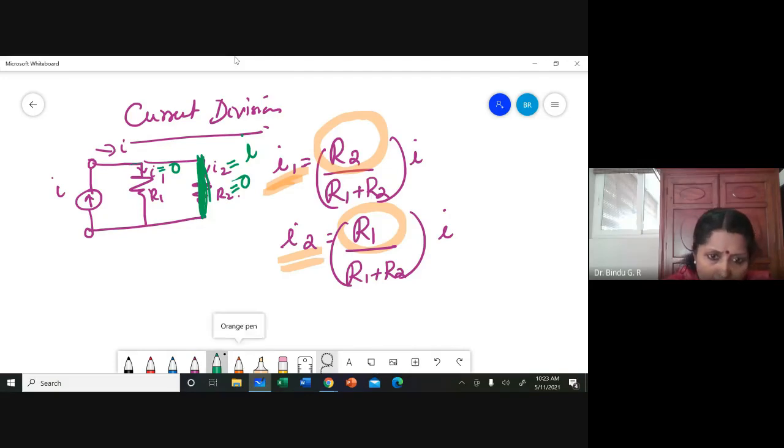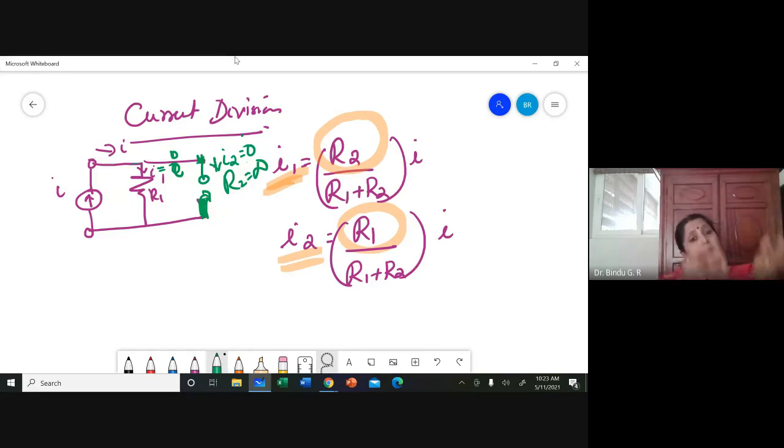Suppose I open circuit this, that is, I just open it. What happens? R2 is equal to infinity, so I2 becomes equal to 0 and I1 becomes equal to I. The whole of the current flows through R1. So these two things are also there.